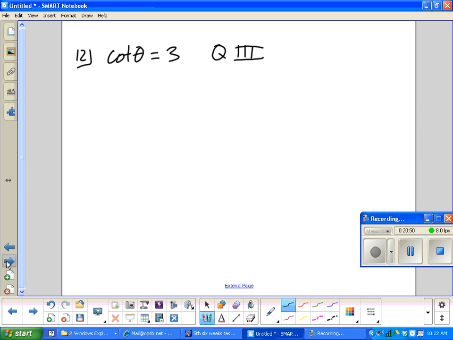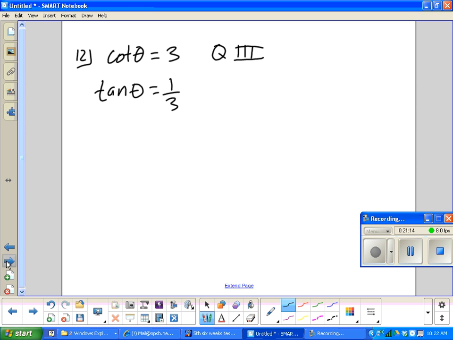Right, could we use tangent instead? Okay, so if cotangent is 3, then the tangent would just be 1/3. I know tangent is opposite over adjacent, where I really don't know cotangent. The same thing would apply if they gave you secant. What would you use? Cosine. If they gave you cosecant, then you would use the sine ratio.